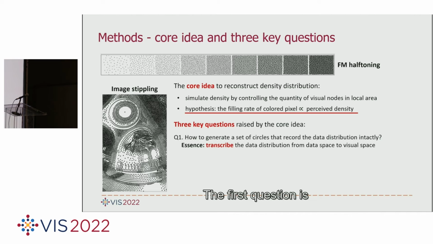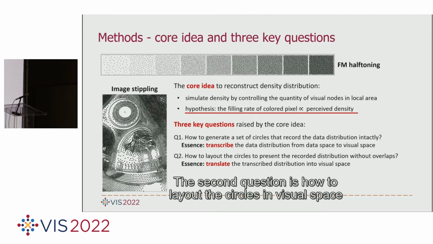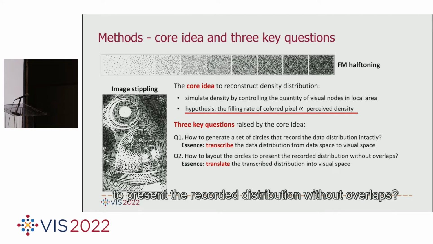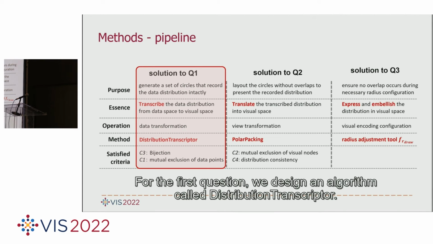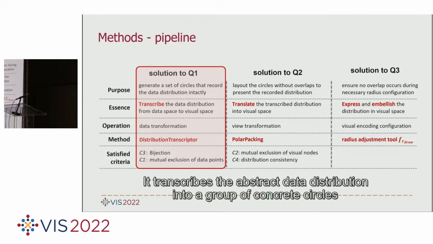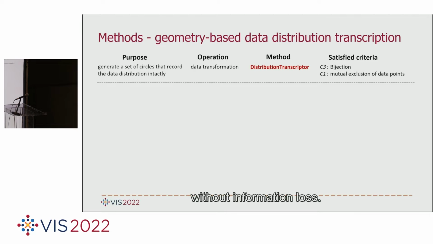The first question is how to generate a set of circles that intactly record the data distribution. The second question is how to lay out the circles in visual space to present the recorded distribution without overlaps. The third question is how to ensure overlap-free during necessary radius configuration. For the first question, we designed an algorithm called distribution transcriptor. It transcribes the abstract data distribution into a group of concrete circles without information loss.